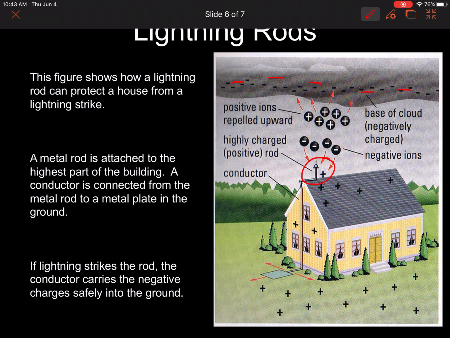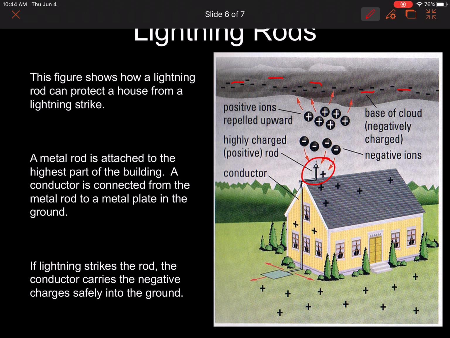Now, electrons always want to take the easiest path. So they are going to be attracted to the spot that's the highest point. And that's why you would never stand under a tree in a lightning storm, because that tree is a high point. And so the electrons are looking for things. They're going to be attracted to the positive earth, and the highest points are where they're going to be attracted to.